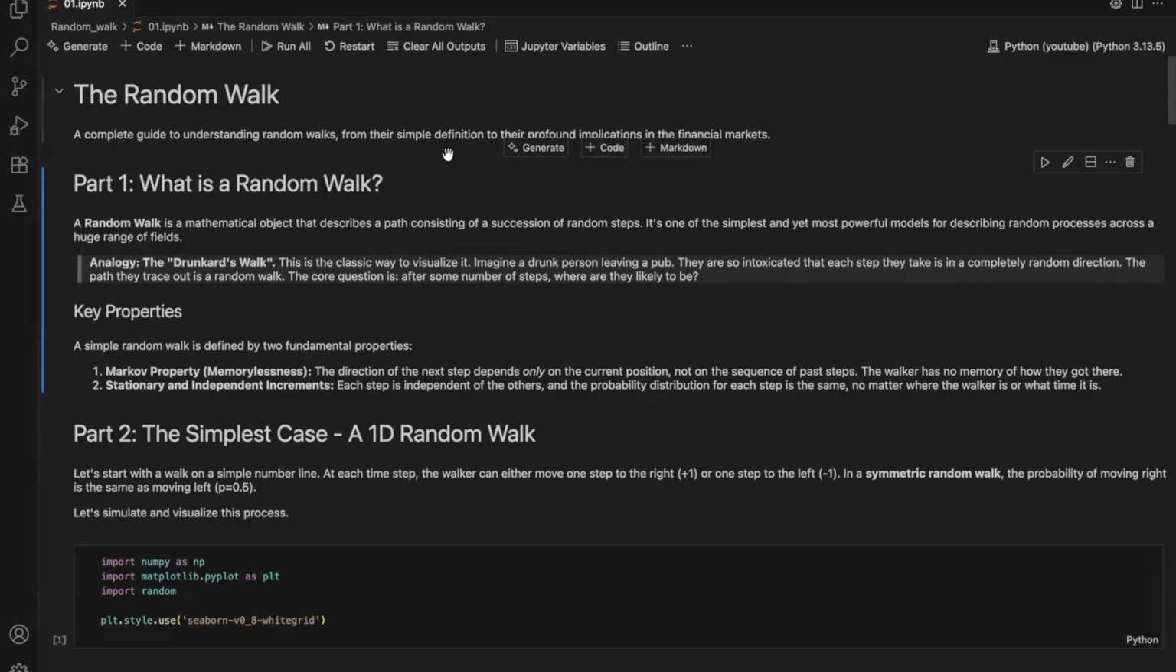Simulate random walks in 1 and 2 dimensions using Python. Uncover the deep statistical properties, and finally connect it all to the famous random walk hypothesis in finance.